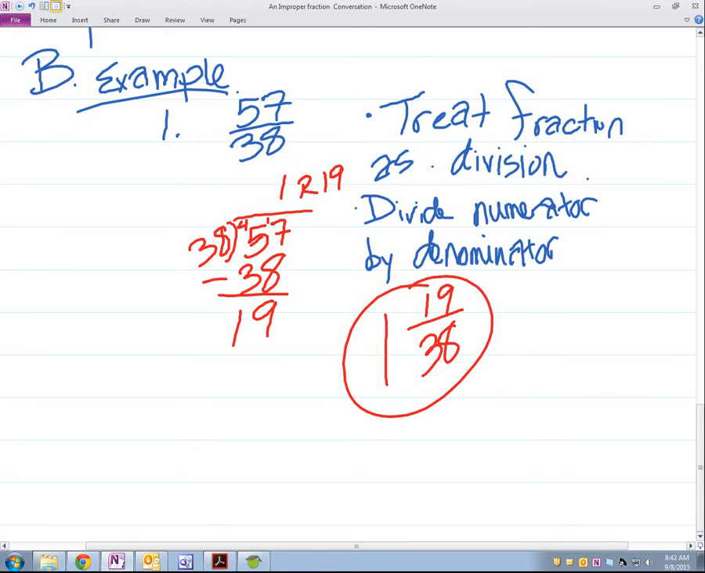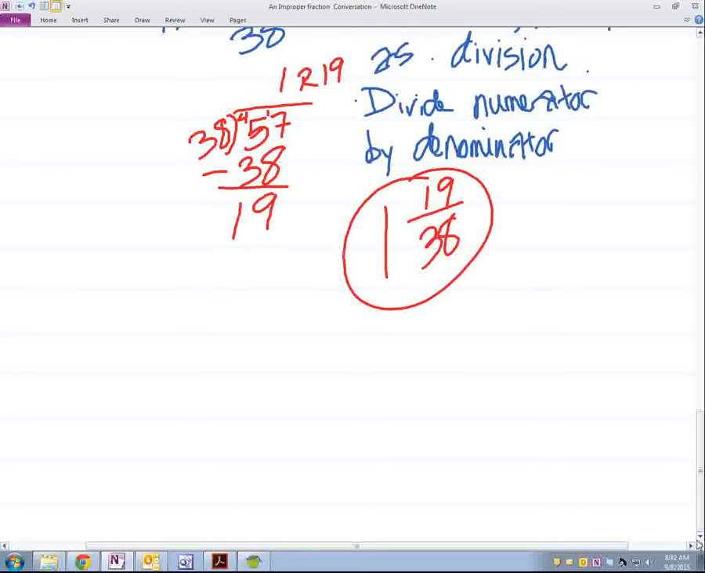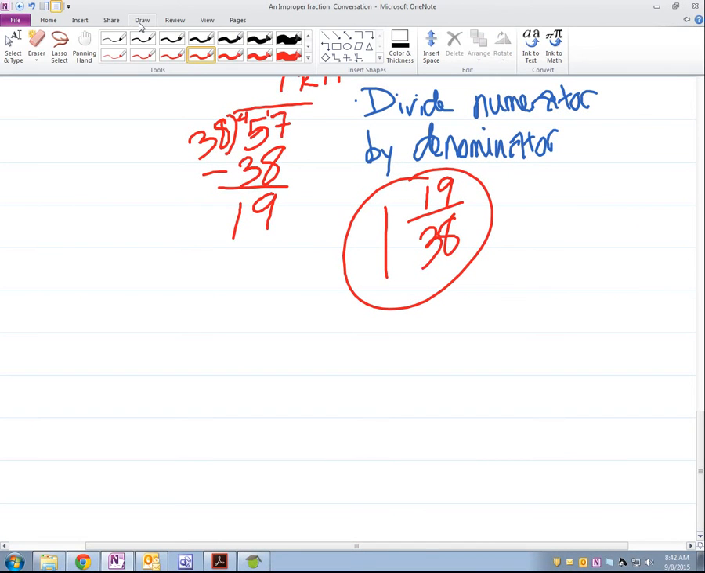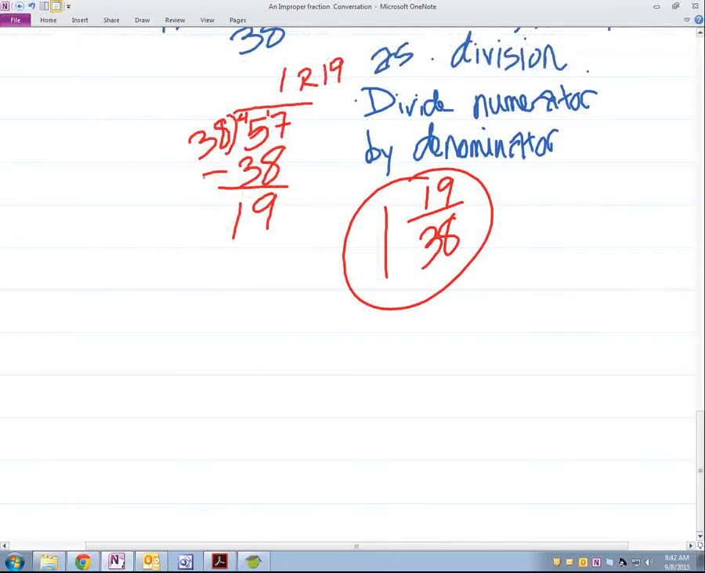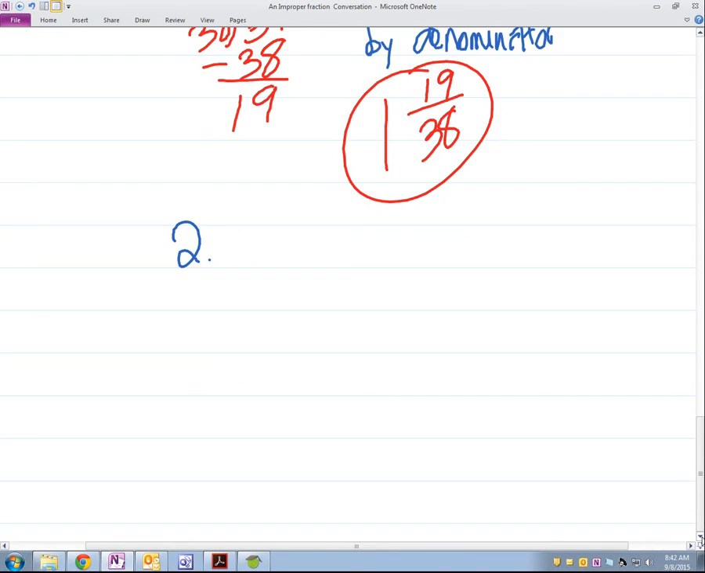Good. Let's do one that's a little bit easier, kind of like what you're going to be doing on homework tonight. So here's the second one. Now I'm going to get this one, so it's more like the homework. Okay, we're going to do 37 over 4.